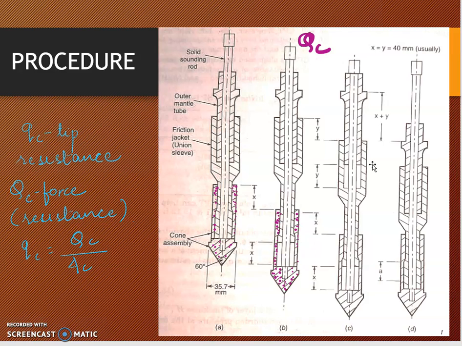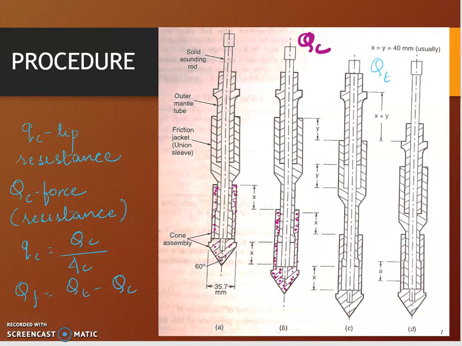The total force, in this stage you are going to measure QT. That is the total force required for this push, again read on the pressure gauge. This force QT is recorded in the second step. So second step meaning, no, this is the first and this is the second step. In fact, it indicates the force required to push the cone as well as the friction jacket.